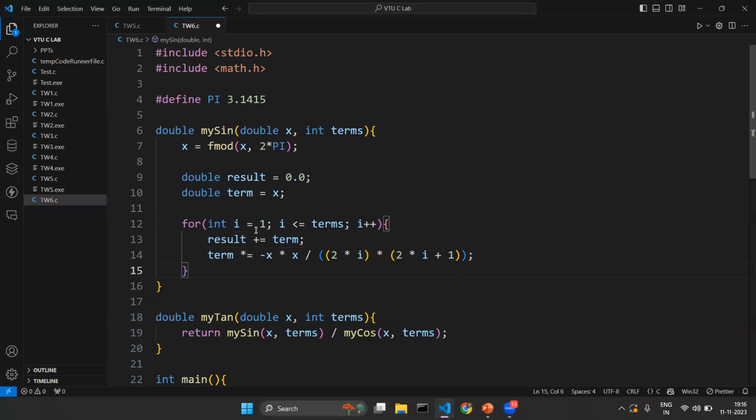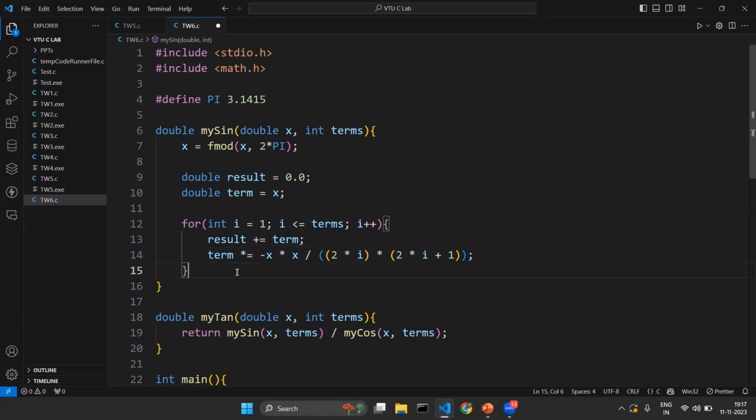So how is it working? We are iterating for i equal to 1, i less than or equal to terms, which means we are executing this for loop as many times as the number of terms we want in the Taylor series. That's the first thing. We are adding the value of each term to the variable result, because the result will be holding the whole value of the Taylor series expansion.